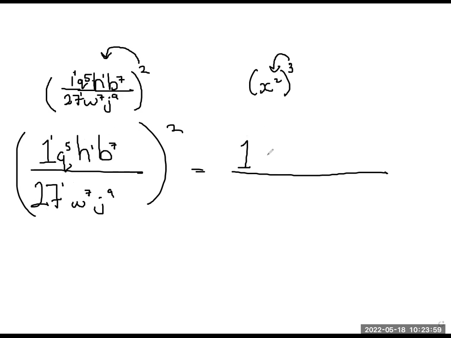5 times 2, it's q to the power of 10. 1 times 2, h to the power of 2. 7 times 2, b to the power of 14. 1 times 2, 27 to the power of 2. 7 times 2, w to the power of 14. 9 times 2, j to the power of 18.